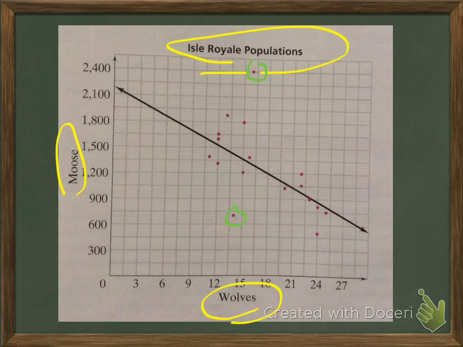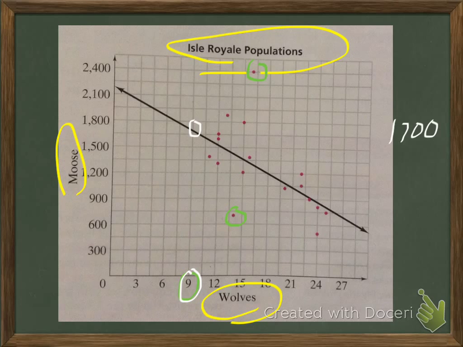Now what I want you to do for a second: this line was generated by drawing it through the red dots. That's the scatter plot. Now, ignore the scatter plot for a second. Suppose I asked you to make a prediction about how many moose we'd expect if we counted 9 wolves. Let's go to the graph, and right here we see 9 wolves corresponds with a point right about here, and that looks like it's a little less than 1,800, so maybe about 1,700 moose if there were only 9 wolves.